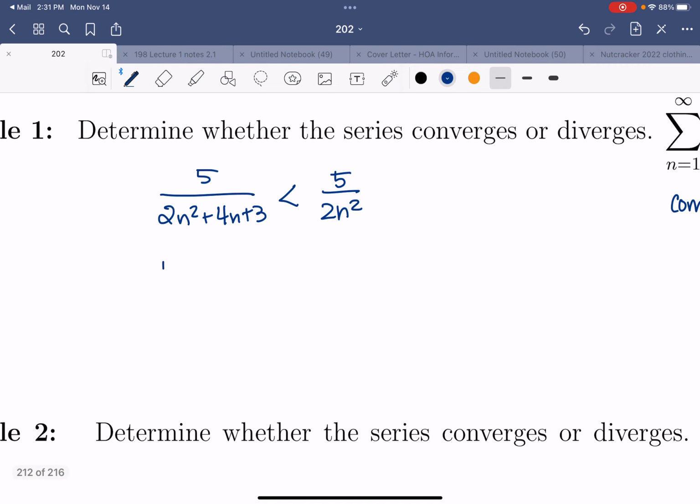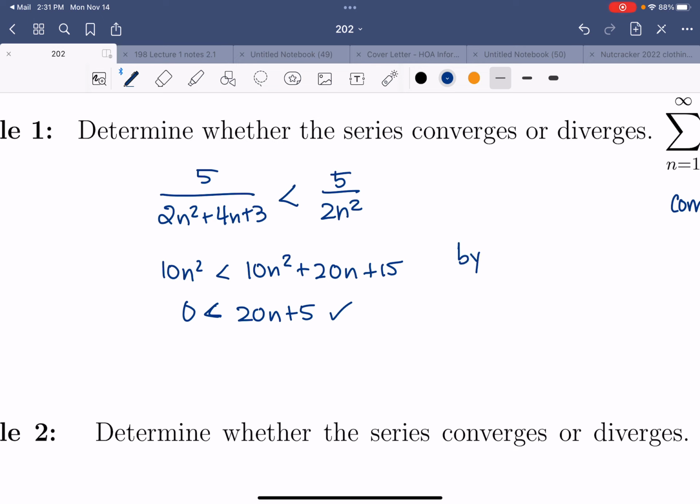So this is going to give you 10n squared less than 10n squared plus 20n plus 15. And you can subtract the 10n squared from both sides, and you get 20n plus 5 is greater than 0. n is positive, so this is always true. And so therefore, by comparison test, the sum n equals 1 to infinity of 5 over 2n squared plus 4n plus 3 converges.